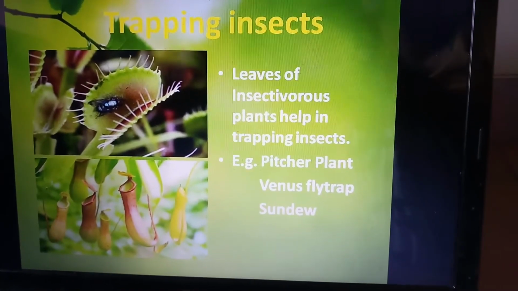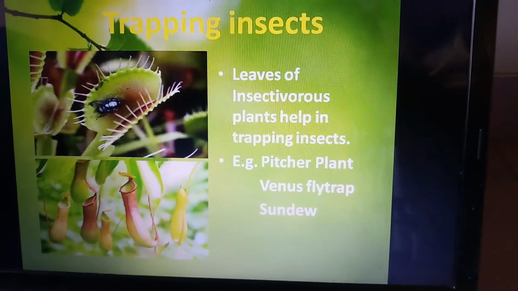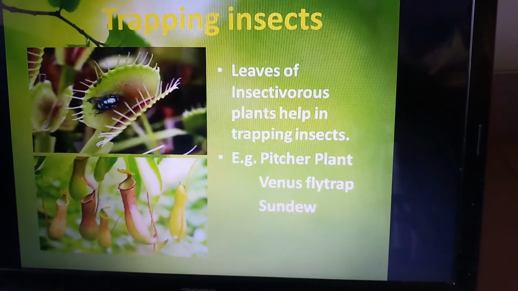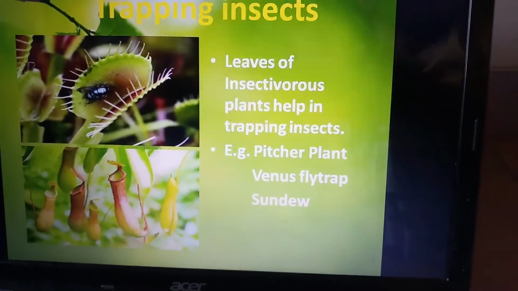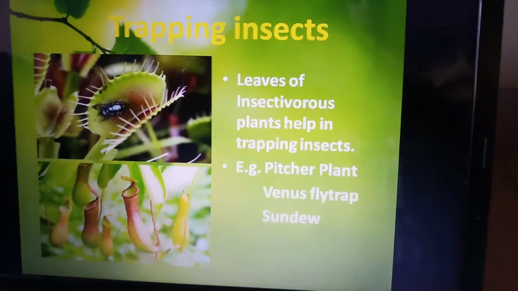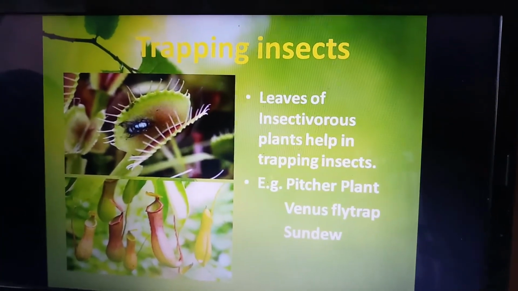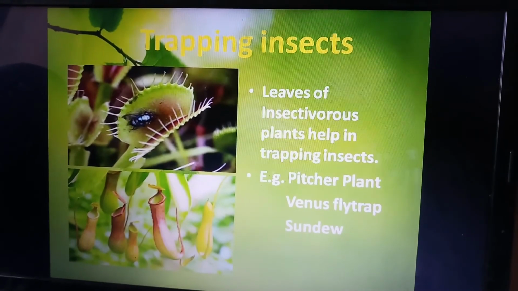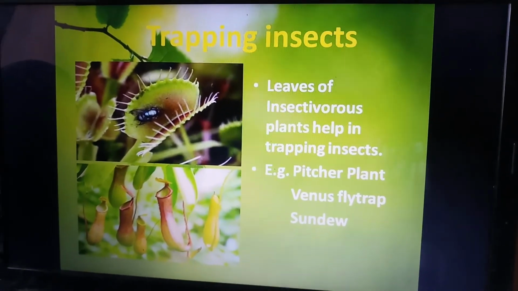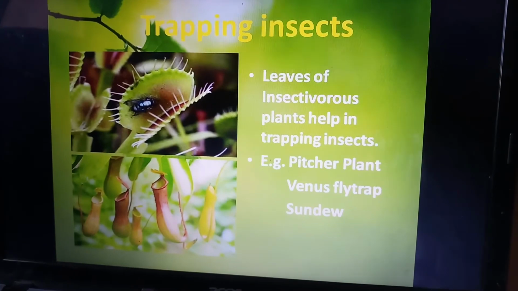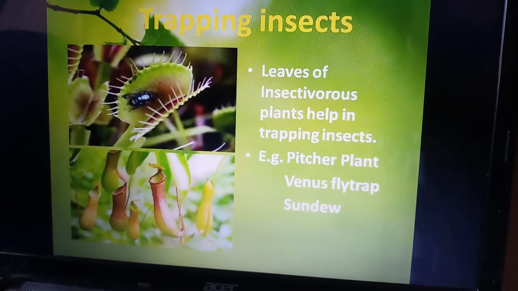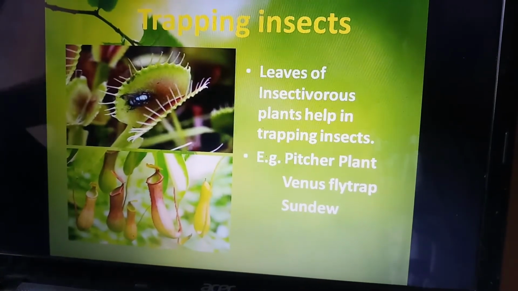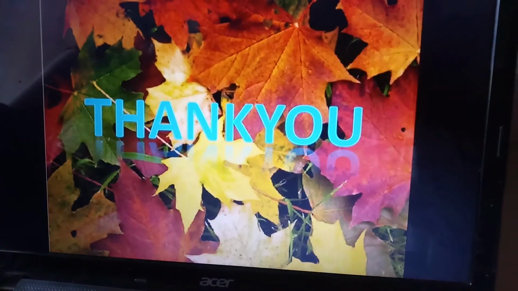Insects are attracted to this fragrance, and once they enter the pitcher, it has got a sticky surface inside which does not allow the insect to escape once it enters. And in this way, carnivorous plants or insectivorous plants, they trap insects and absorb nutrients from these insects to fulfill their nitrogen requirement. That's all about the function of leaves.